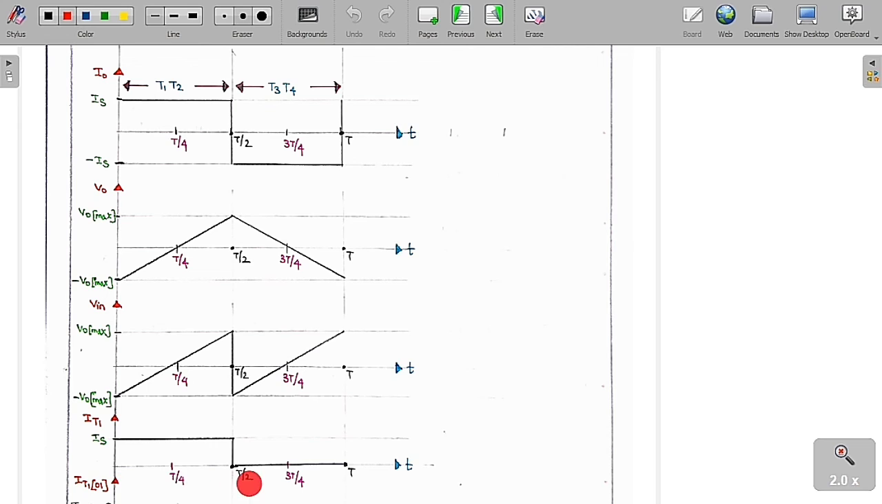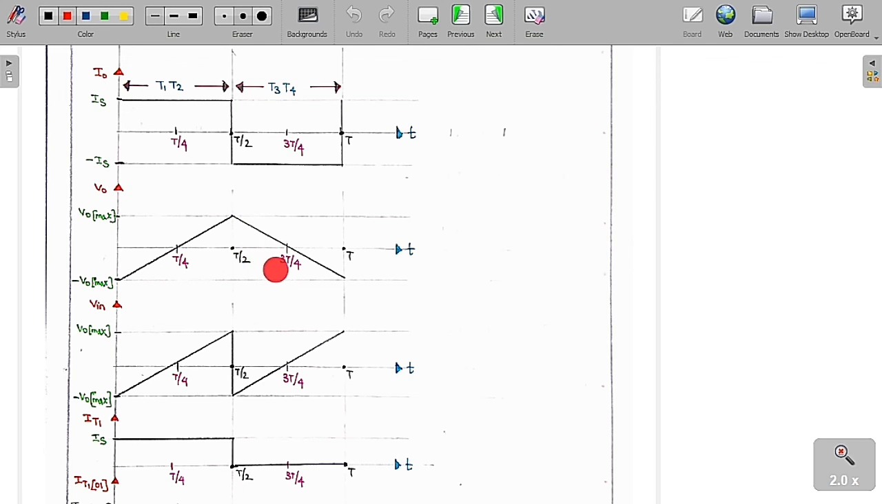So from 0 to T by 2, T1 is conducting. So when T1 is conducting, I naught is equal to IT1. So I naught is equal to IS in this case. So this is the graph that you are going to get. So I have already told you at T by 2, this V naught, the capacitor voltage, is a positive value. So at this instant, I am going to turn on T3, T4. If I turn on T3, T4, this V naught is positive. So therefore, as V naught is positive, it is going to produce a negative voltage across T1 and T2. So they are going to get turned off.